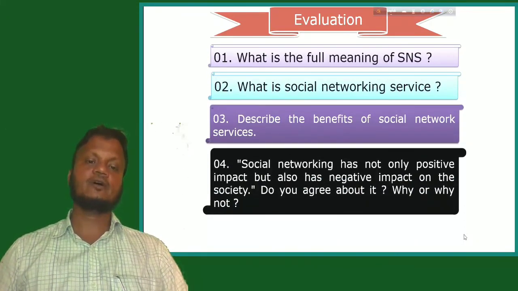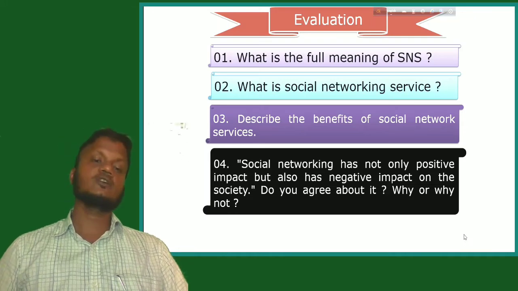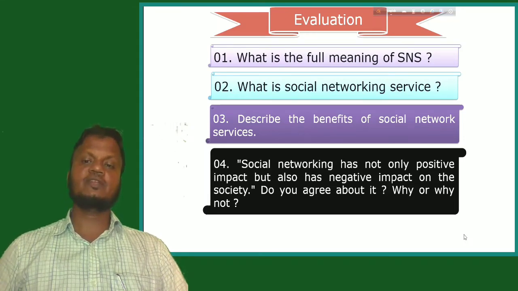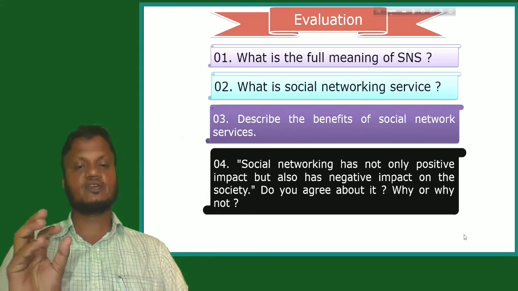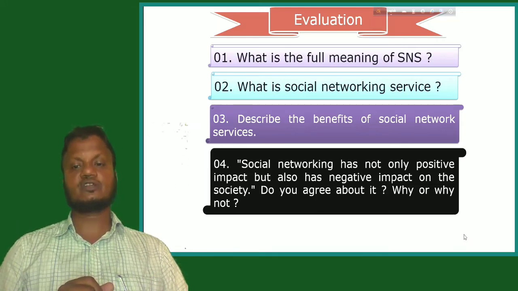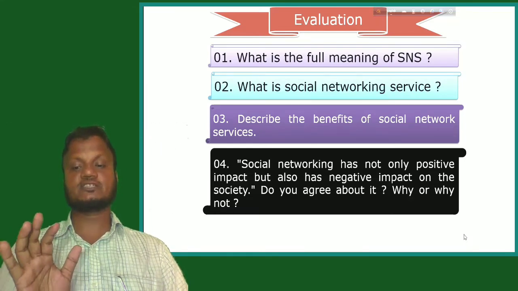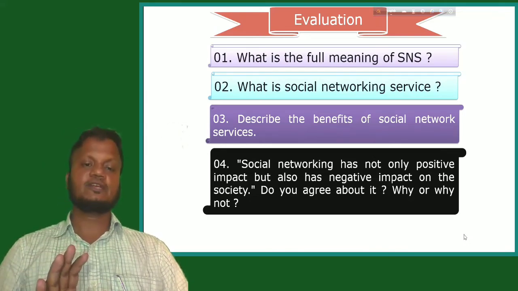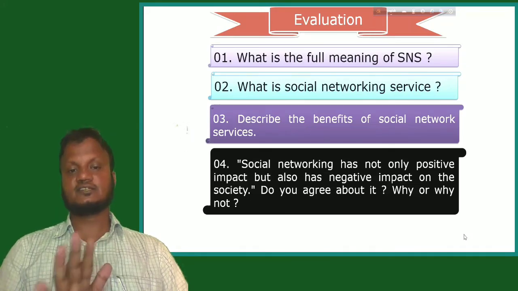Dear learners, now here I have given 4 questions. Now you try to answer these questions and write them down in your notebook. Number 1, what is the full meaning of social networking service? Number 2, what is the social networking service? And number 3, describe the benefits of social network services. And fourth one, social networking has not only positive impact but also has negative impact on the society. Do you agree about it? Why or why not? Very simple and easy questions. We had already discussed about them.